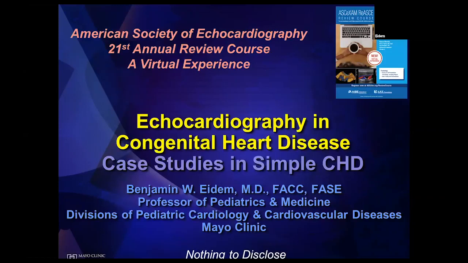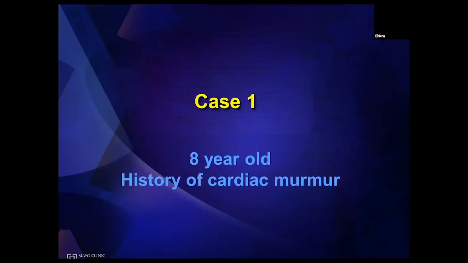So with that behind us, what I'd like to do for the remainder of this lecture is look at some simple congenital heart disease cases, look at some of the hallmark anatomy that we see in that. And as I said, in the next lecture, as we go over cases, we'll look at more complex congenital heart disease. So our first case that we'll look at is an 8-year-old with a history of a cardiac murmur.